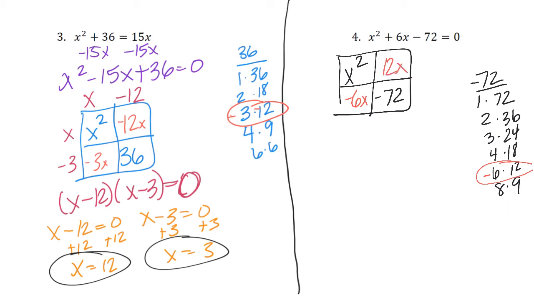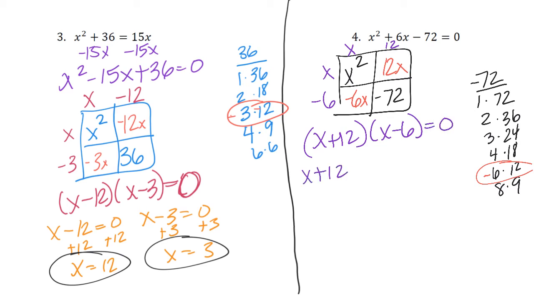Then we want to look and see, okay, what do they have in common in each row and column? X squared and 6x, they have an x in common. 12x and 72, they have a 12 in common. X squared and 12x, they have an x in common. Negative 6x, negative 72, they have a negative 6. So x plus 12 and x minus 6 are my factors, so they equal 0. So then we set both of them equal to 0. And then last but not least, we solve.